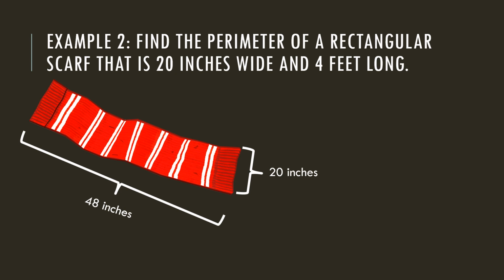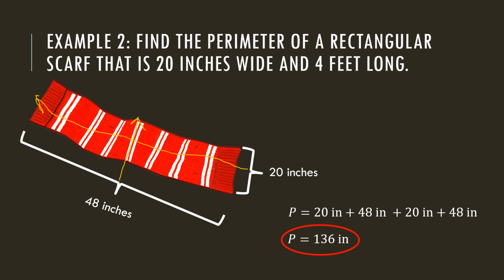Now I can go ahead and find the perimeter. I'm not going to write all of this out because I know you can figure it out, but just remember that we have some matching sides here. So 20 inches is going to be the same width as the side on the left, and 48 inches is going to be the same length as the top. So the perimeter is going to be 20 inches plus 48 inches plus another 20 inches plus another 48 inches, which if you add all of those together, gives you 136 inches.